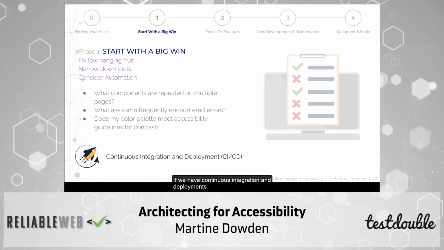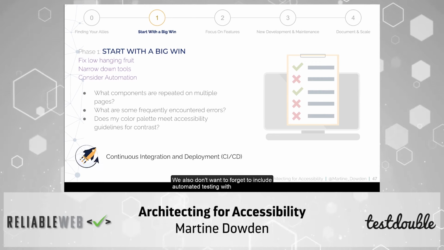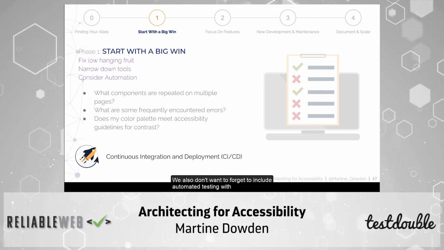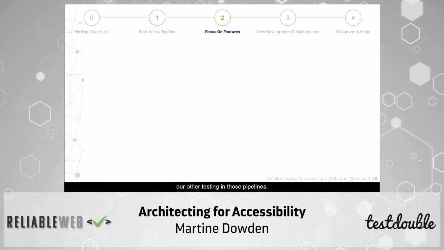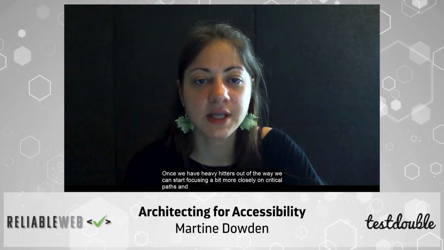If we have continuous integration and deployments, we also don't want to forget to include automated testing with our other testing in those pipelines. Once we have heavy hitters out of the way, we can start focusing a bit more closely on critical paths and features for phase 2.